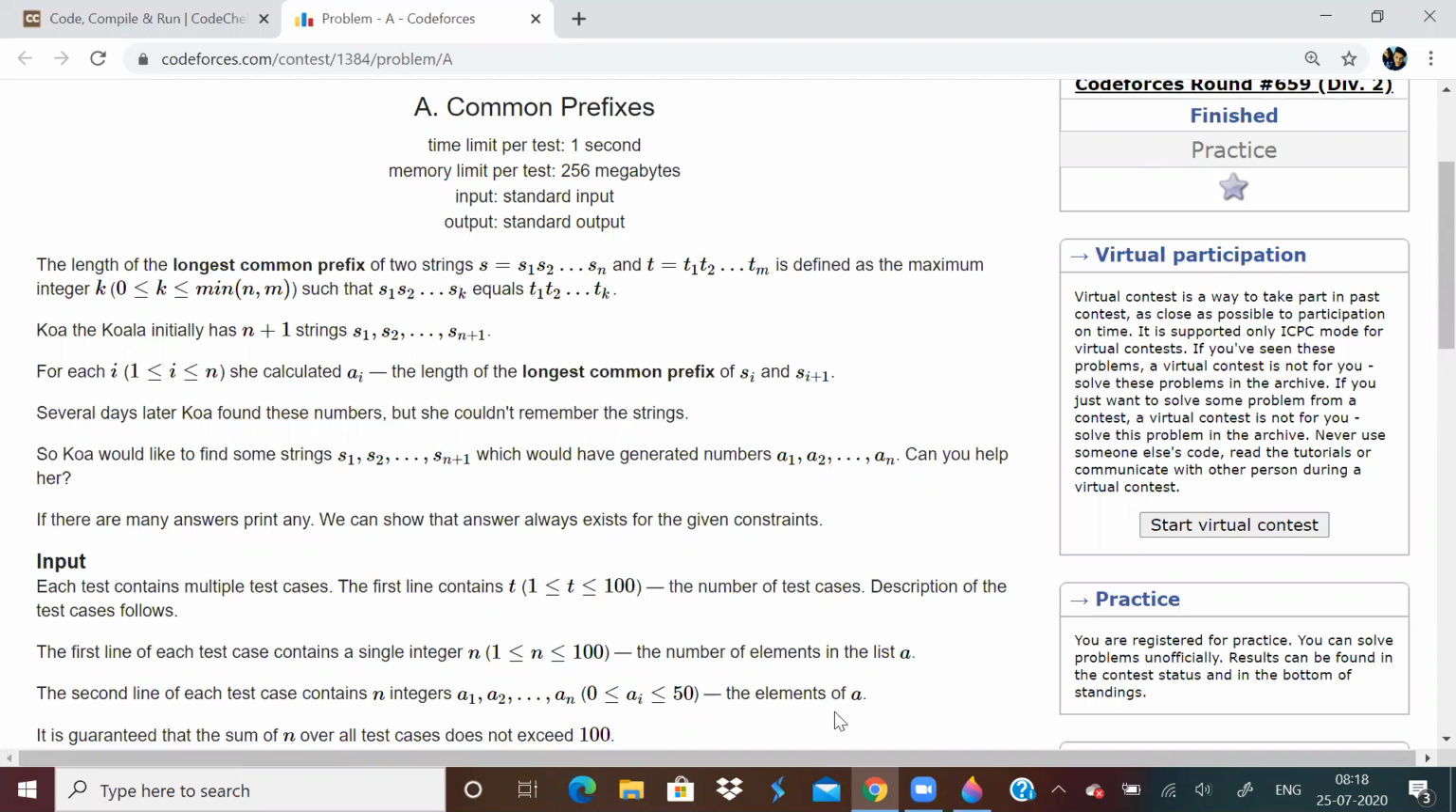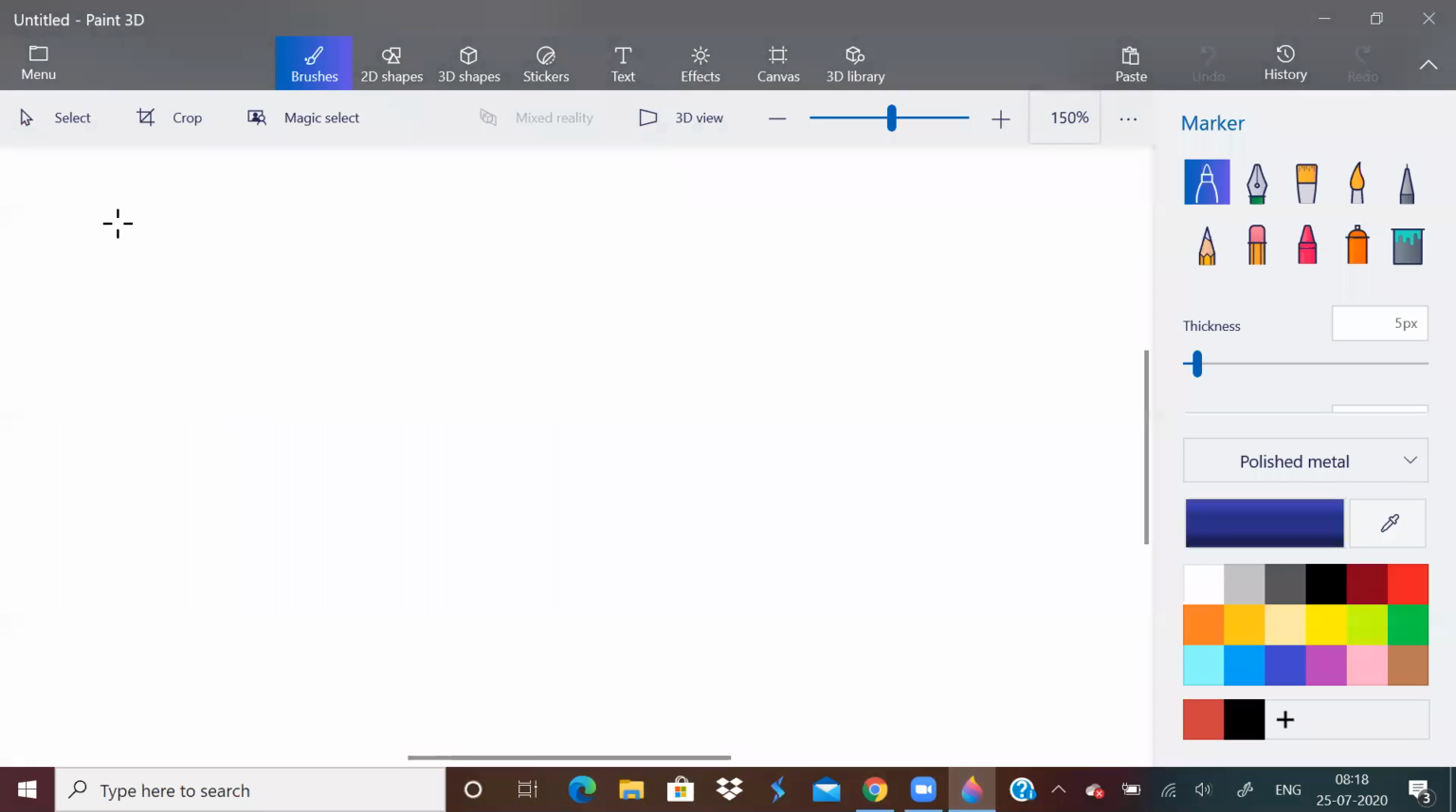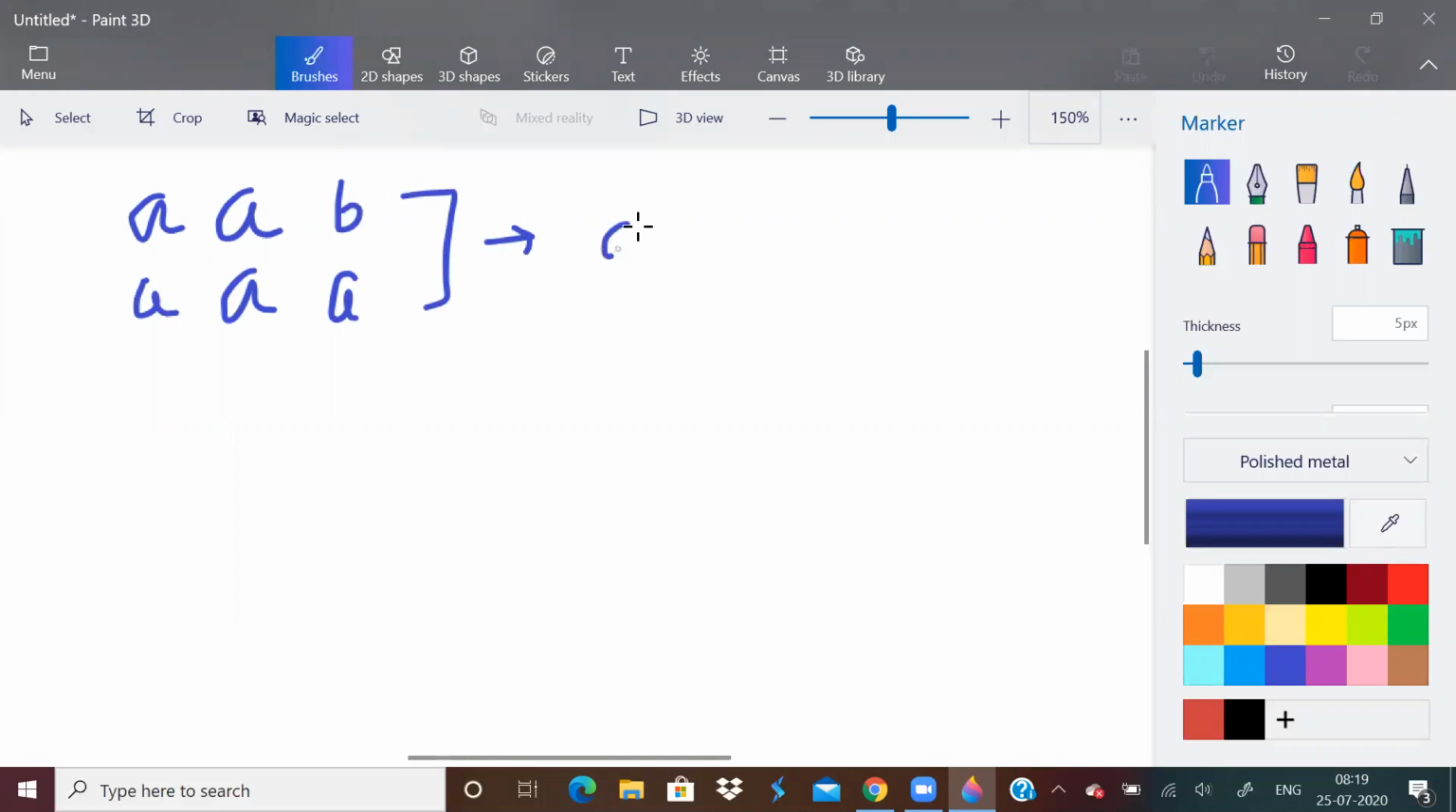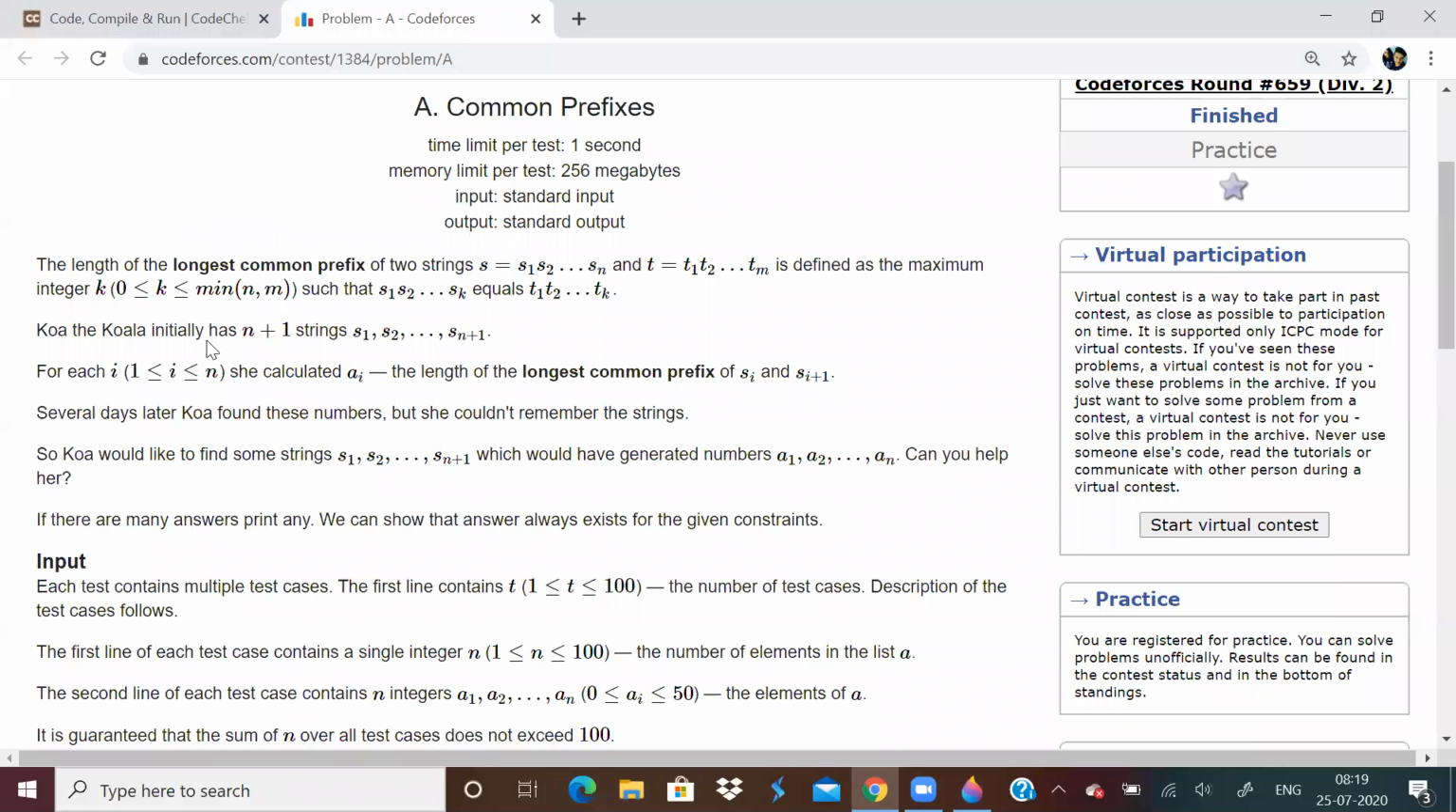Just for example, if I have two strings, say A, B, A and A, A, then the longest common prefix of these two strings is AA here. Until here, both of them are the same, right? All the characters are equal. So that is the meaning of longest prefix.